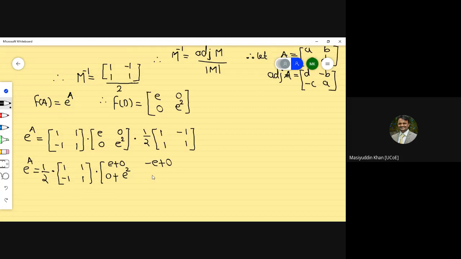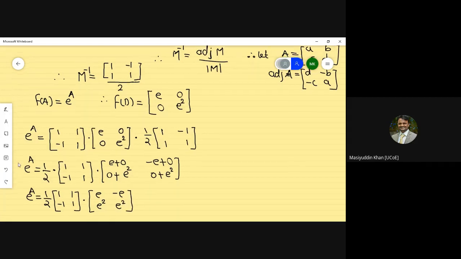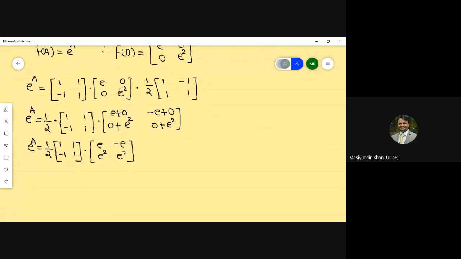The next 0 into minus 1, that is 0, plus e square into 1, that is e square. So e raised to A, which is equal to 1 by 2, 1 1 minus 1 1. This matrix becomes e minus e square, e square. देखो रो इंटू कॉलम करते हैं हम लोग, रो इंटू कॉलम, तो e इंटू वन e प्लस जीरो इंटू वन जीरो, फिर फर्स्ट रो फर्स्ट कॉलम हो गया, फर्स्ट रो सेकेंड कॉलम करोगे तो e इंटू माइनस वन माइनस e प्लस जीरो इंटू वन जीरो.